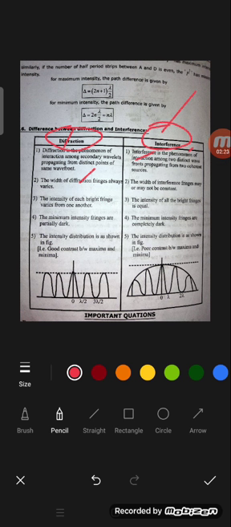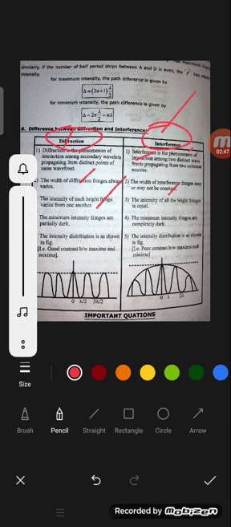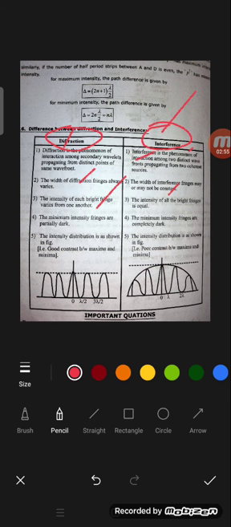One more key point of the difference between diffraction and interference is the intensity. The intensity of each bright fringe varies from one another in diffraction, and the intensity of all the bright fringes will be equal under interference. So when we compare the intensities, in interference the intensity of all the bright fringes will be equal, and the intensity we see in the diffraction formed due to the grating varies from one another.